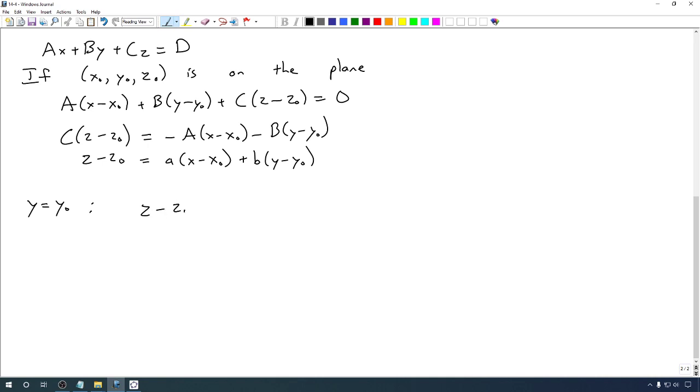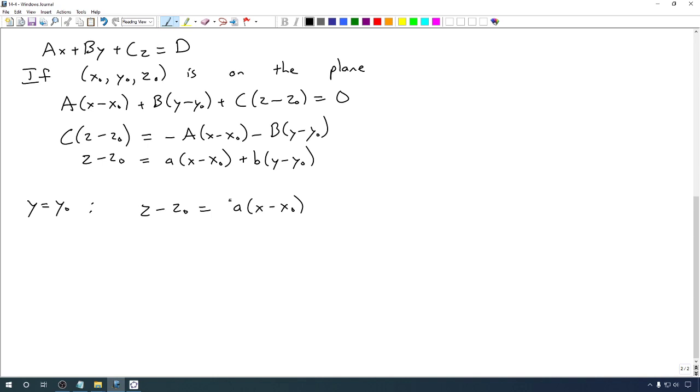If y is our constant value of y naught, and we plug that into our equation here, then we have z minus z naught is equal to a times x minus x naught plus, well, now this is just 0. So if we're just looking at that particular plane, then we just have this equation for a line. And what is this equation for a line? Well, this is just really the point slope form for a line. And this is the tangent line.